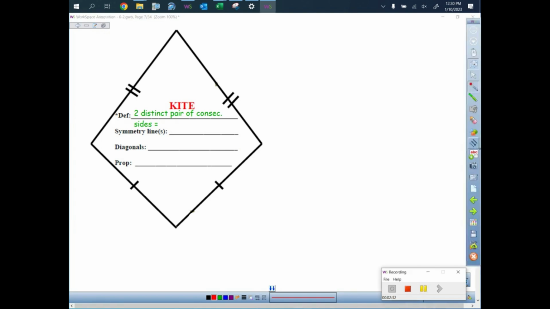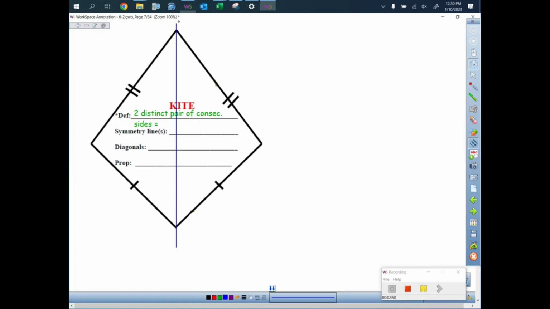Then they want to know if a kite has any symmetry lines. So what if I was to do this? Does this look like it would be a symmetry line? Is everything above that blue line a mirror image of everything below it? Probably not. What if I did it like this? Would you think that everything on the left side of that line is a mirror image of everything on the right side? That is going to happen.